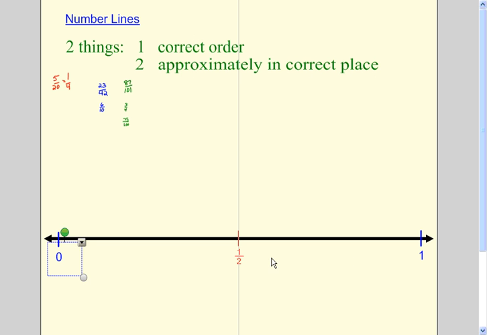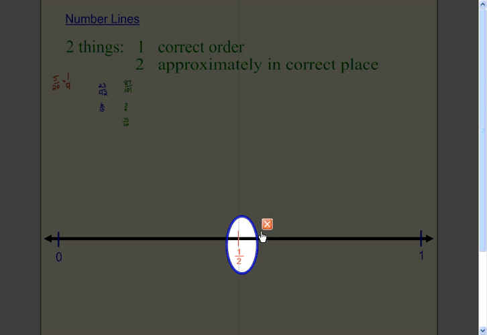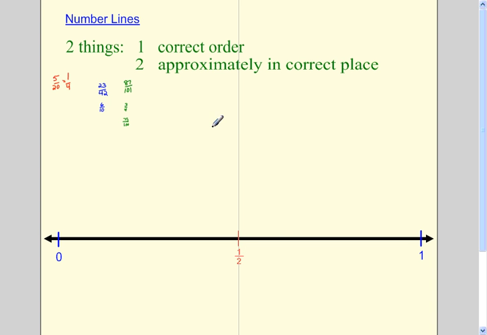First off, you're going to start with 0 and you're going to start with 1. They'll already be there. I recommend placing 1/2 right in the middle. Get an idea of where that halfway point is. So now when I go to plot, let's say, 87/100 first, I need to decide where that goes. Well, that's clearly more than 1/2, but it's less than a whole, so it fits somewhere in here. So the question is, about where does it go?